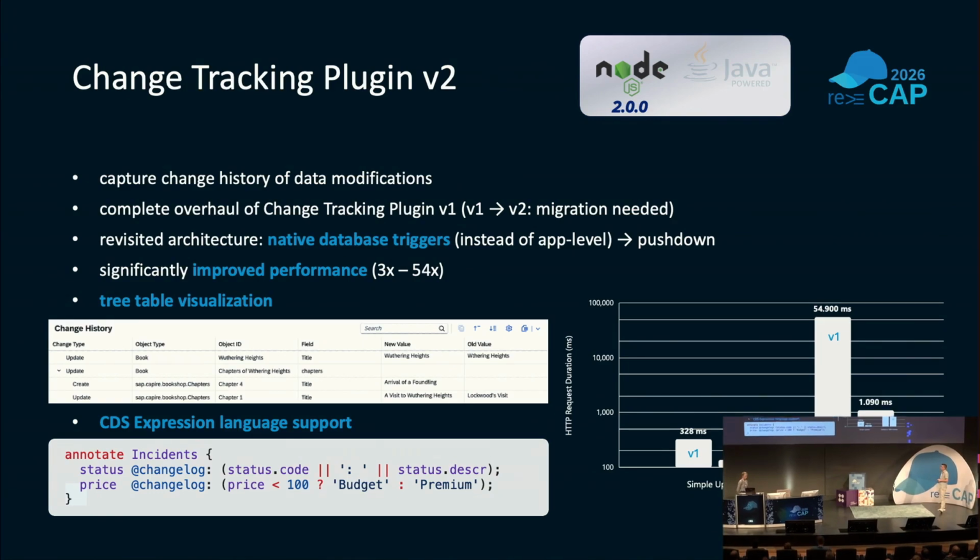There are also a couple of other enhancements we did and we now could do with the revised architecture. So for example, as Lisa showed, we now have a tree table visualization to show changes in nested entities. And we also improved the CDS expression language support, so you can add conditions and more sophisticated logic when to do the change logging. Right, just one more note, because it was such a big re-architecture, there's some migration needed from version 1 to 2, so watch out for that.